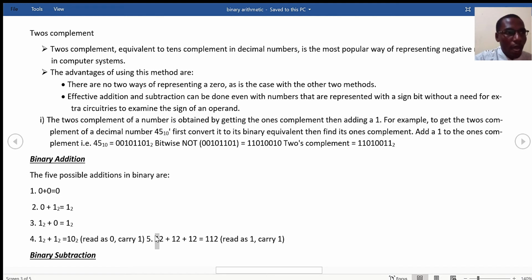Consider 1 and another 1 you add to another 1. Meaning this is a binary number, 1 plus 1 plus 1. It should give you 1 1. These should be a subscript, so it is 1 1 base 2. I'm saying that 1 plus 1 plus 1, in binary form, should give you 1 1. Read as 1 carry 1.